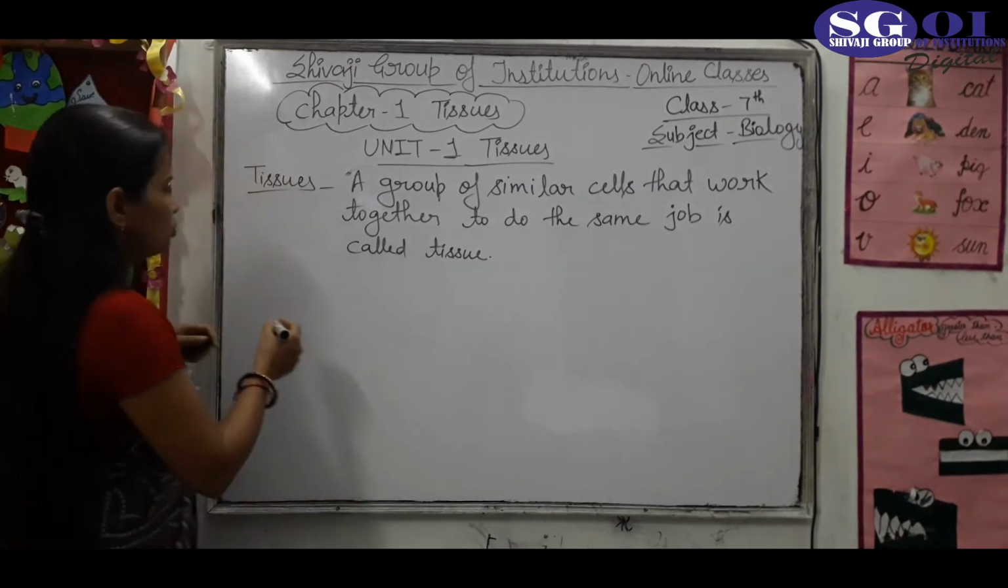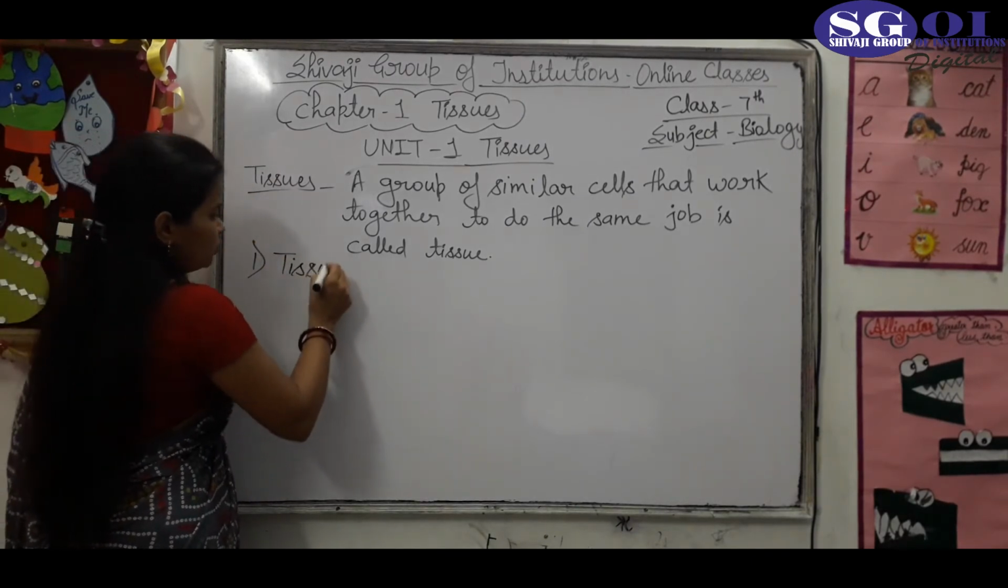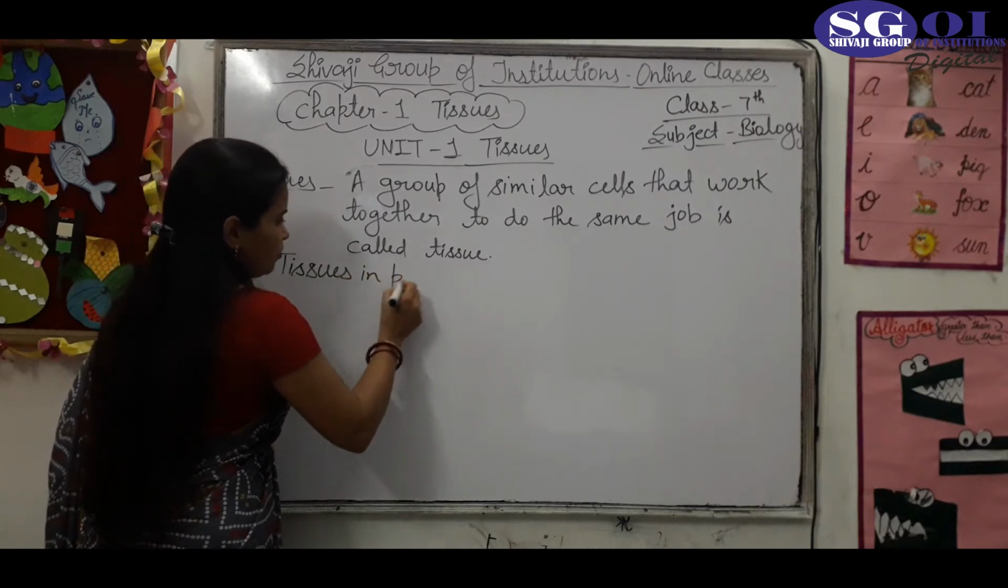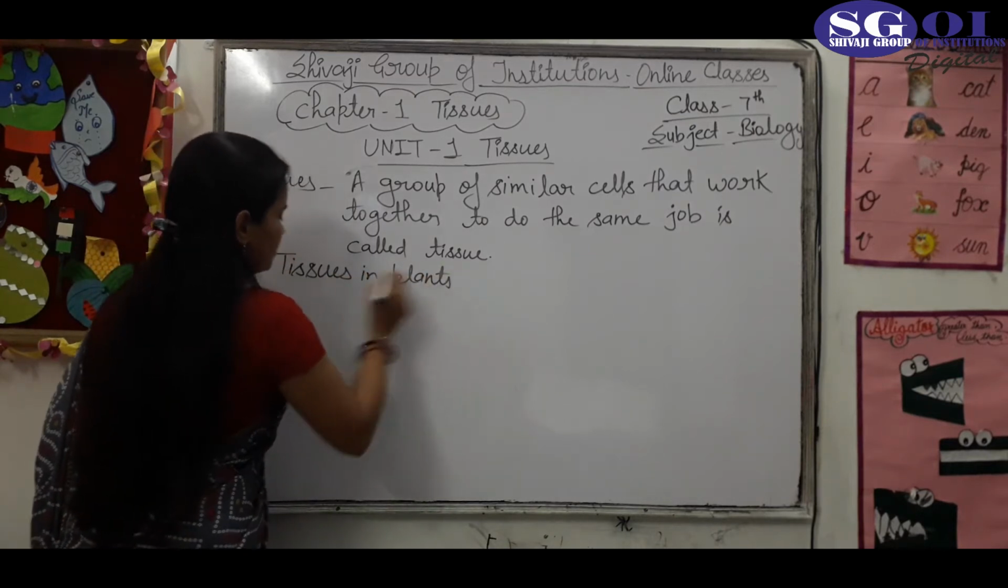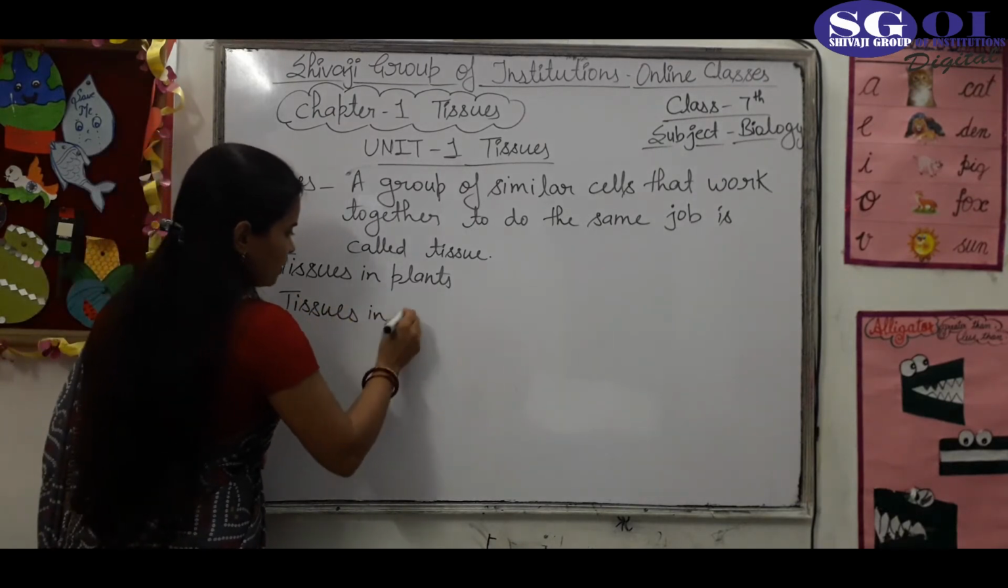So students, tissues are of two types. First is tissues in plants, and second is tissues in animals.